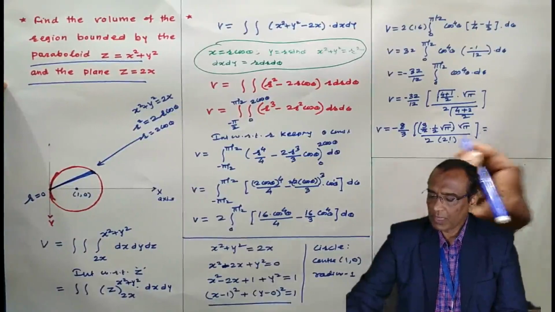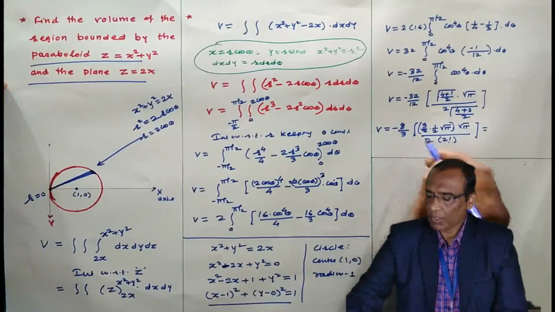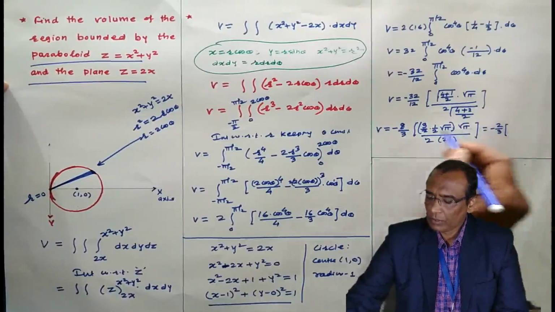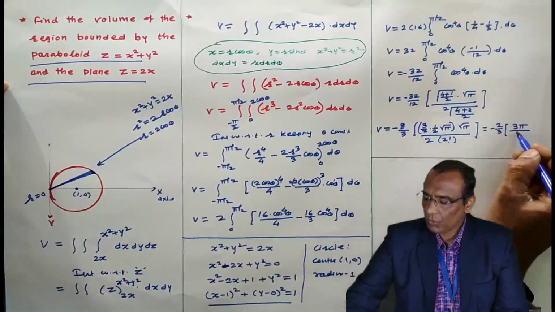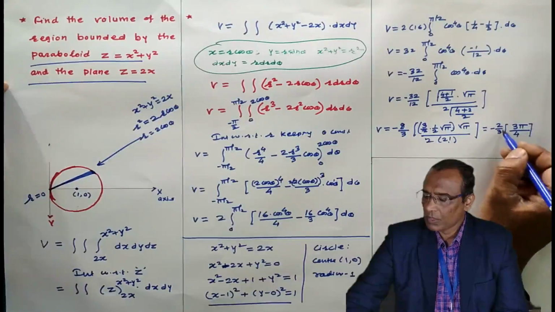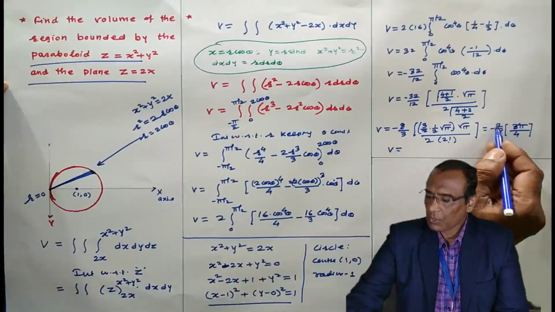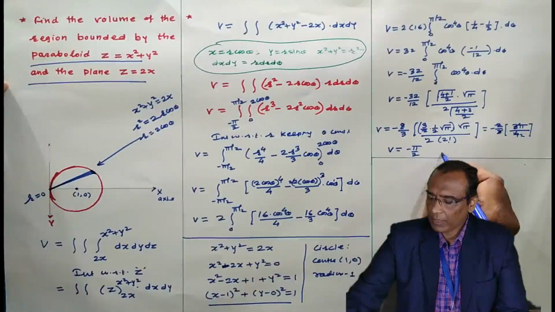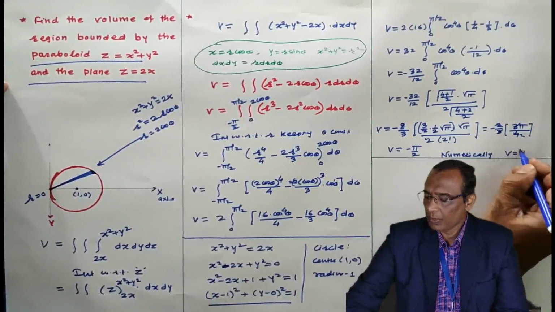I am writing some steps directly because this type of thing we have done. Factorial 2 is 2, 2 into 2 is 4. And 8 by 4 is 2, minus 2 by 3. What will remain here? 3 pi, divided by 2 into 2 is 4. This 3 gets cancelled, this 2 gets cancelled. So V equals minus 3 pi by 2, and numerically, the value of V is 3 pi by 2.